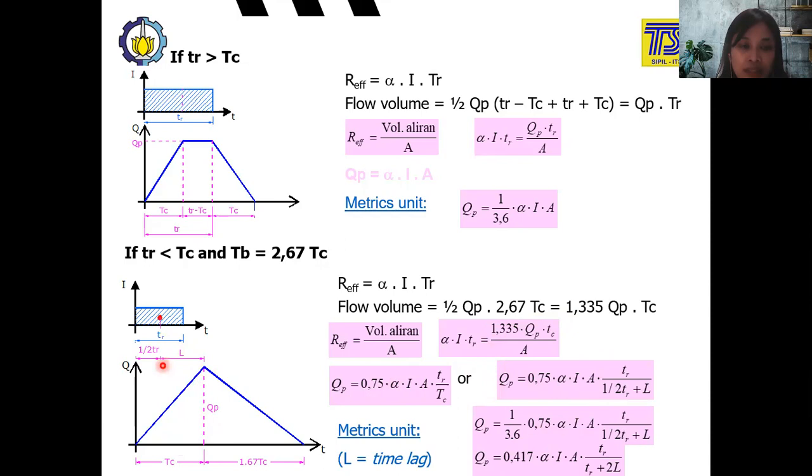And for the TR, here we have the time lag. Time lag is the time between half of the TR until the TC. This time lag, L, will be useful in calculating the peak discharge, because we didn't use it in the previous example since TR was equal to TC. But if the TR is less than TC, we need to use the time lag. Time lag is the time difference between half of the time of the rainfall and the time of concentration. After that, we can calculate the QP using this rational equation.